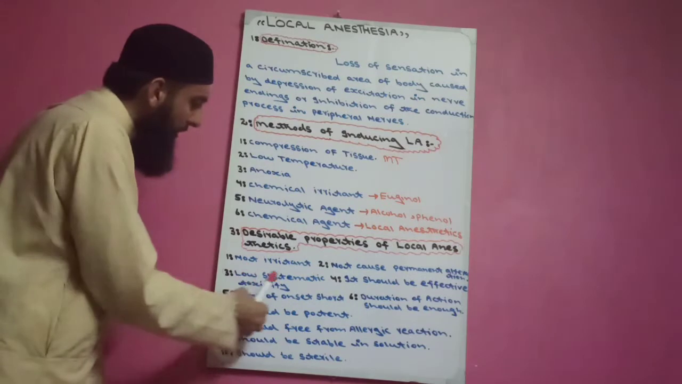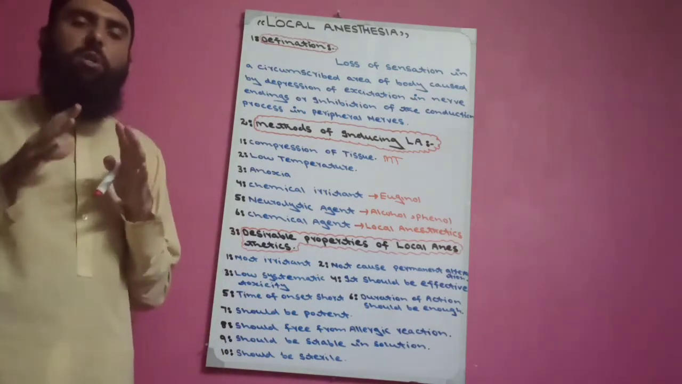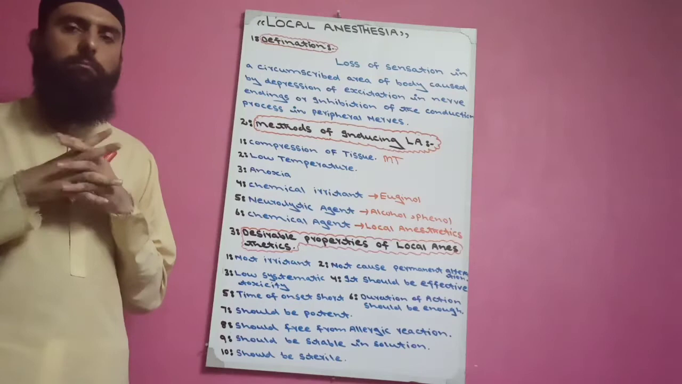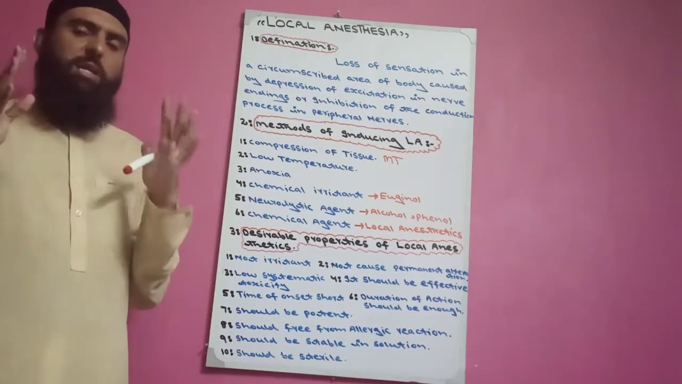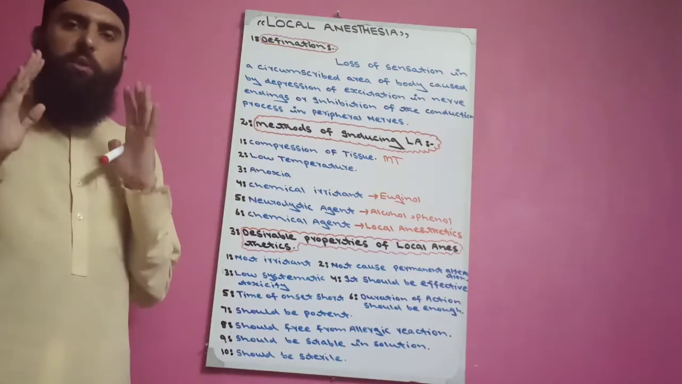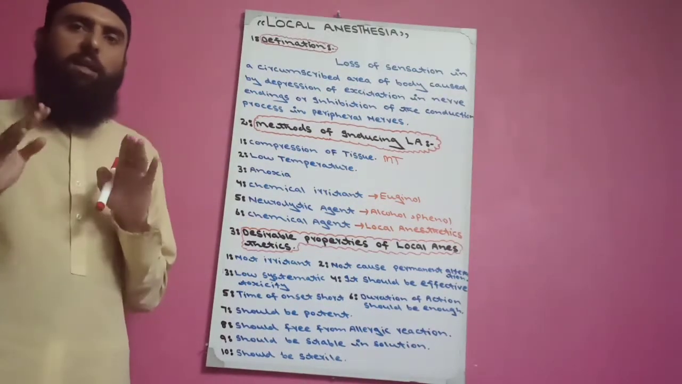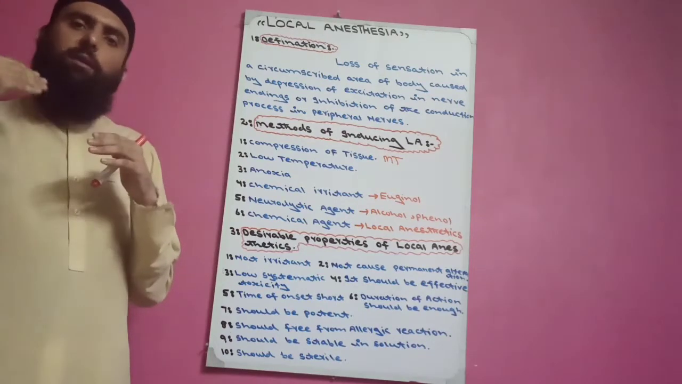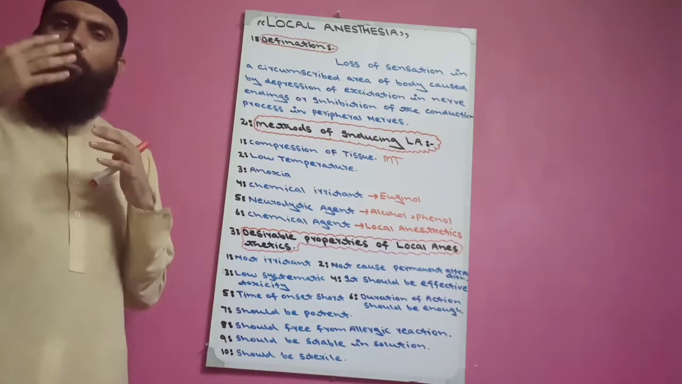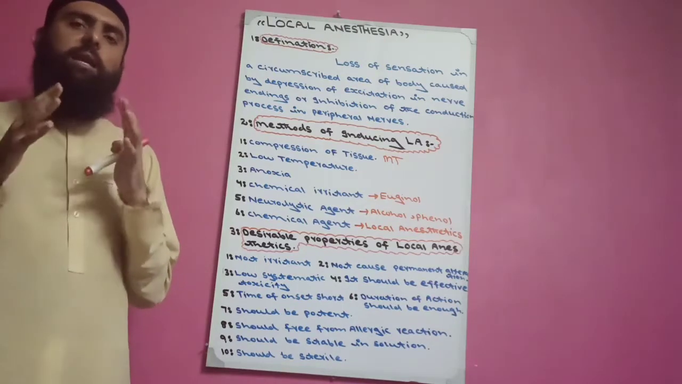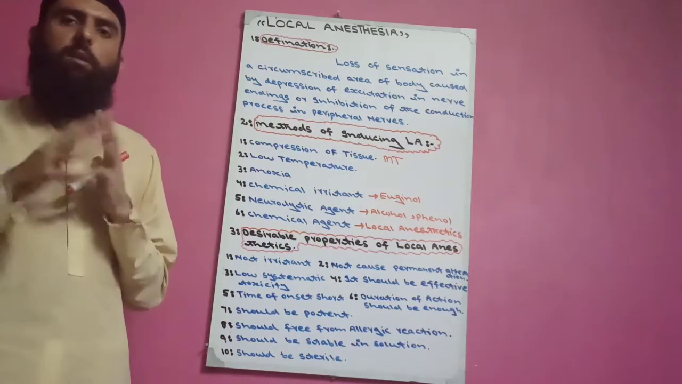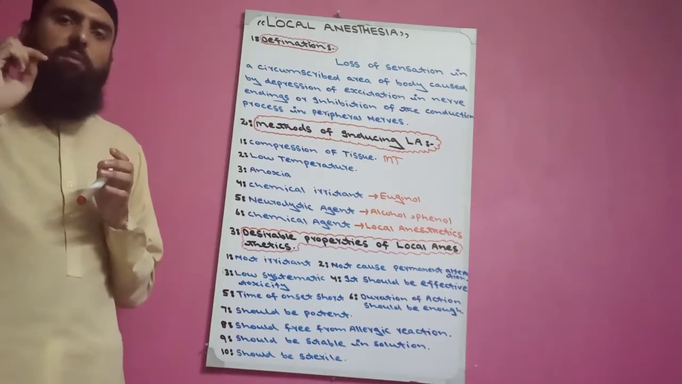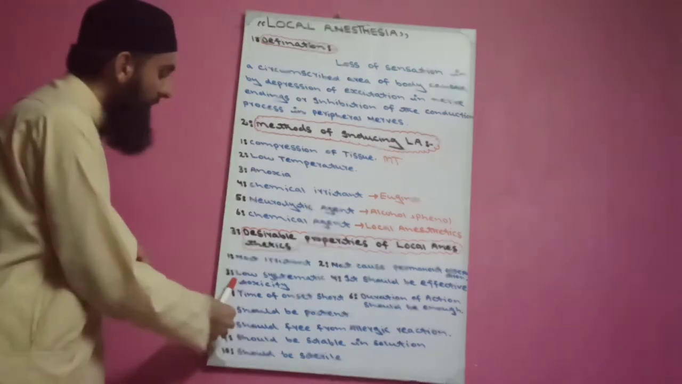Third property, low systemic toxicity. Local anesthetic should have low systemic toxicity. Like when we inject local anesthetic, after some time it will reach our body system, like the cardiovascular system. We cannot block it from reaching our body system, but we decrease it by vasoconstrictor, but at the end it will reach our body system. Now, when it reaches our body system, it should be less toxic to our body system. This is the third desirable property of local anesthetic.